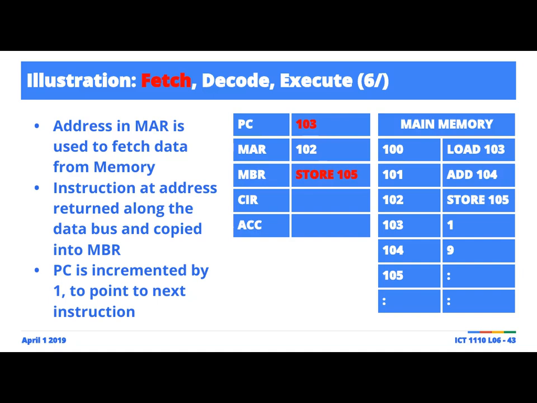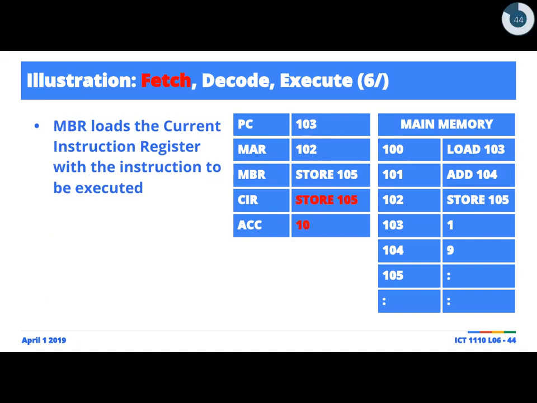So same process, we copy the 102 to the memory address register, right? And then we go to memory and fetch whatever is on 102 and put it in the MBR or the MDR, right? It's an instruction here. And then the moment you do that, PC is incremented by 1. It must point to what has to be executed next. And then what is in the MBR is going to be loaded in the current instruction register. Again, decoding and execution is only done on things that are in the current instruction register, right?